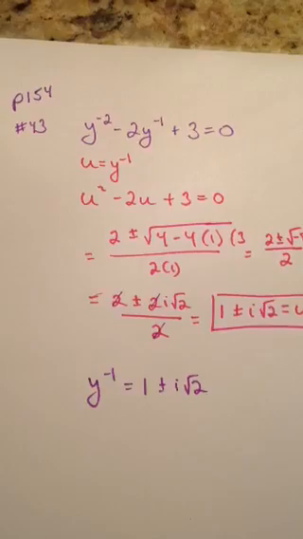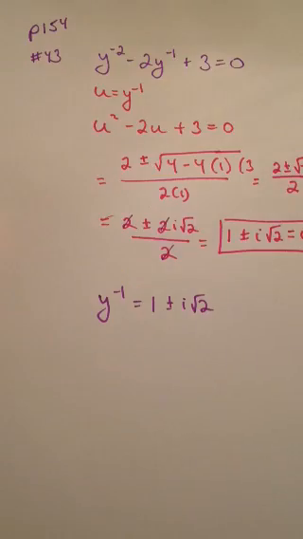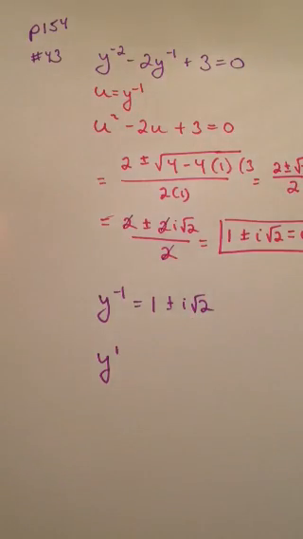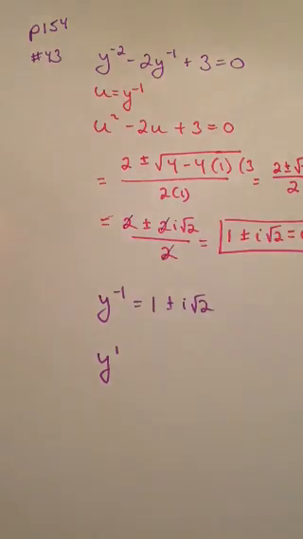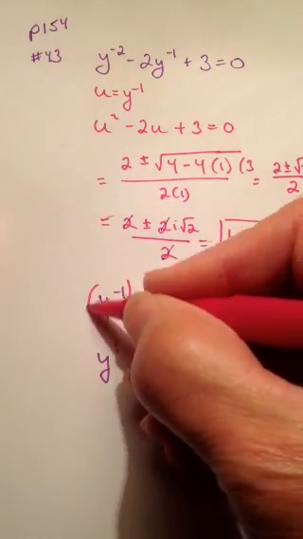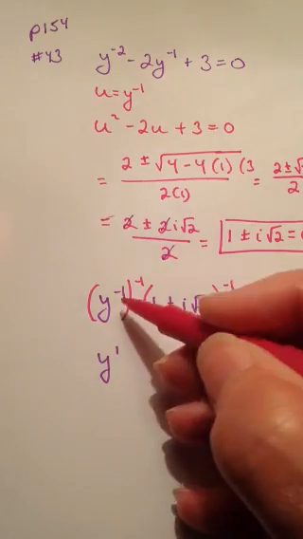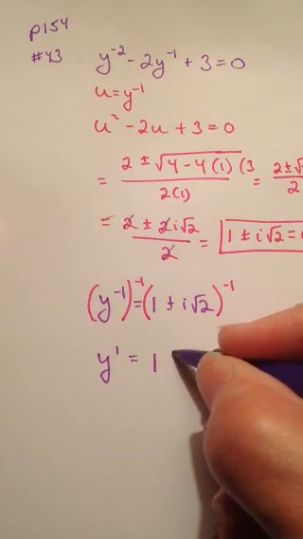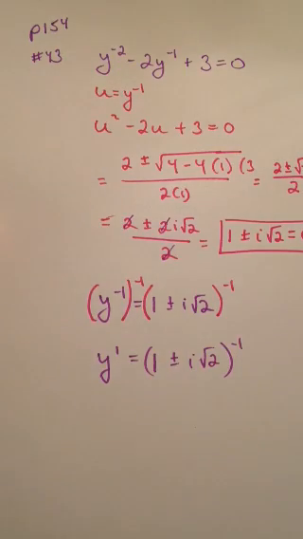Okay, so now our goal is to get y by itself. So what do I have to do to y to the negative 1 in order to make it y to the first? Isn't that my goal, to get y to the first? That's just y. So what can I do to this negative 1? Well, I can raise it to the negative 1 power. And then I can raise this one to the negative 1, because negative 1 times negative 1 is positive 1. And y to the first is simply y. So on this side, I have 1 plus or minus i root 2 to the negative 1 power.